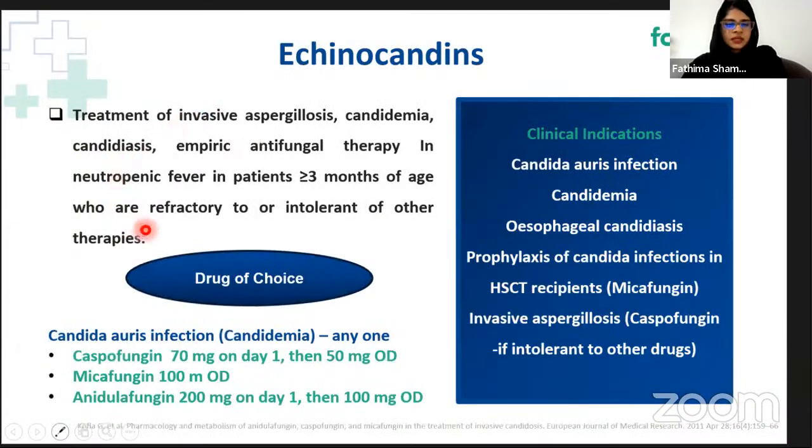Now, echinocandins are usually given for treating invasive aspergillosis, candidemia, candidiasis. They are used in empiric antifungal therapy in neutropenic fever, and for patients who are refractory to or intolerant to other therapies. So it's a drug of choice in Candida auris infection, and it can also be given in severe cases of candidemia, esophageal candidiasis, prophylaxis of Candida infections in stem cell transplant patients, and also in invasive aspergillosis.